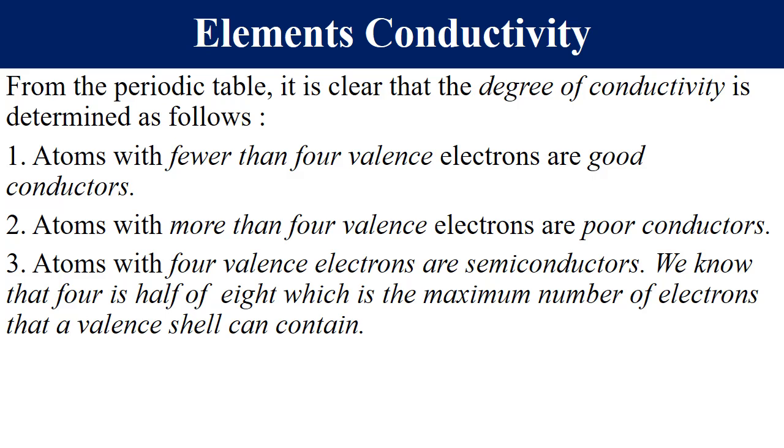We now want to analyze the relationship between electrons in the valence shell and conductivity. I think you agree with me that atoms with less than 4 electrons in their valence shell are good conductors of electricity. For example, copper, aluminium, and silver, they are very good conductors of electricity. You'll also agree with me that atoms with more than 4 electrons in their valence shell are poor conductors of electricity. And atoms of interest, which we are discussing in this presentation, have got 4 electrons in their valence shell, and they are known as semiconductors. 4 is half of 8, which is the number that is needed for a particular atom to be stable, and the maximum number of electrons that it can accommodate in the valence shell.